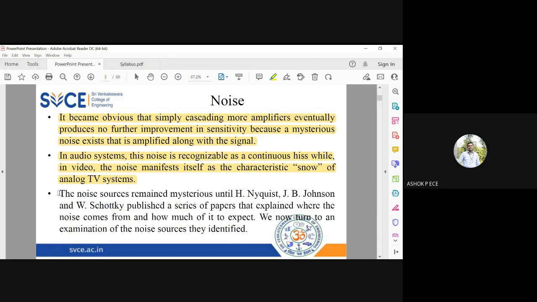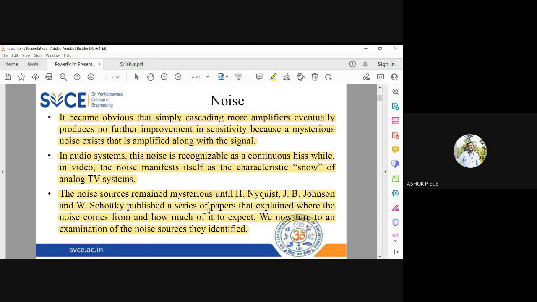As I said, the noise sources were not defined clearly until the amplifier was invented. After the amplifier was invented, these three people, without them, communication theory would not exist: Nyquist, Johnson, and Schottky. These three people are the gurus of noise. Without the contribution from these three people, you can never understand what noise is. If at all we have a mathematical model to analyze noise, it is because of the complete work done by Nyquist, Johnson, and Schottky.